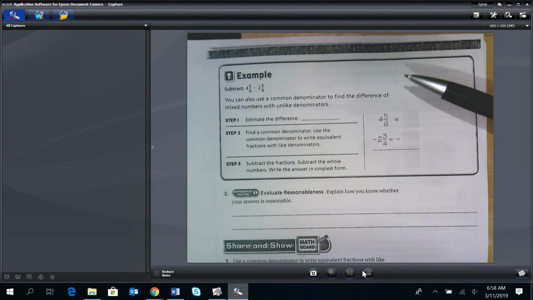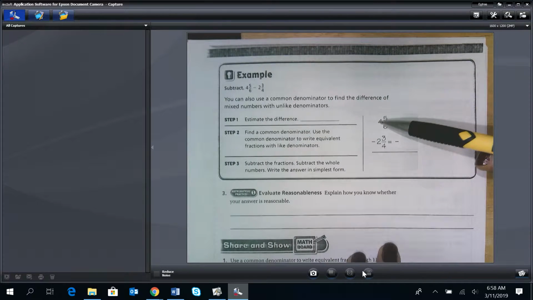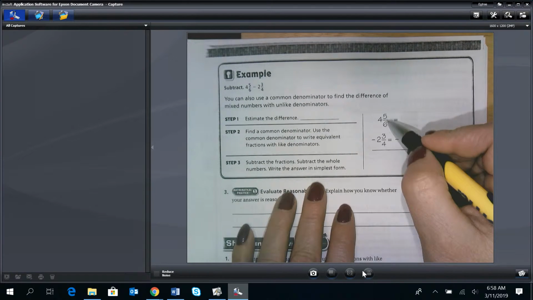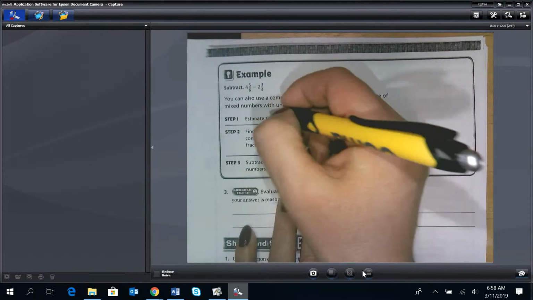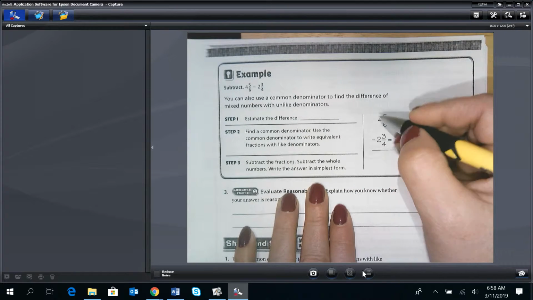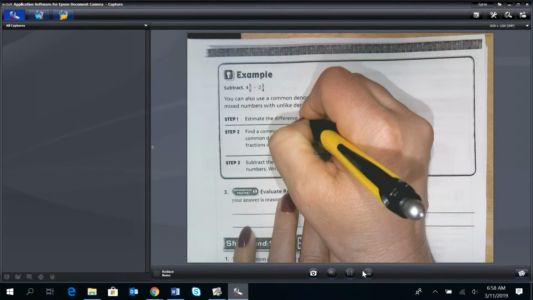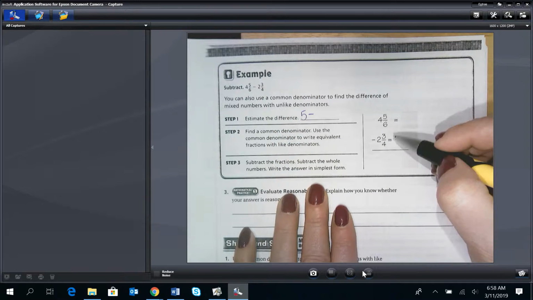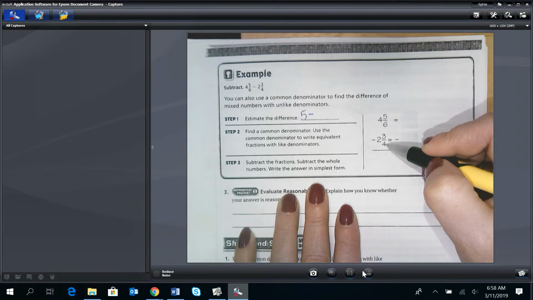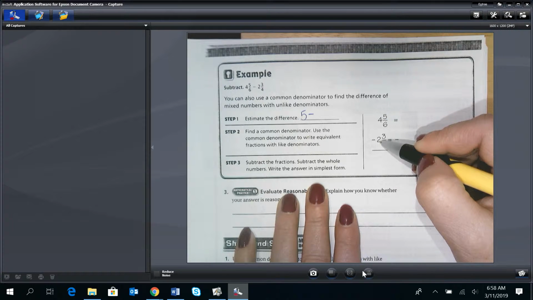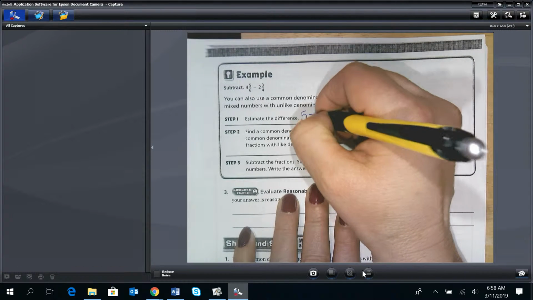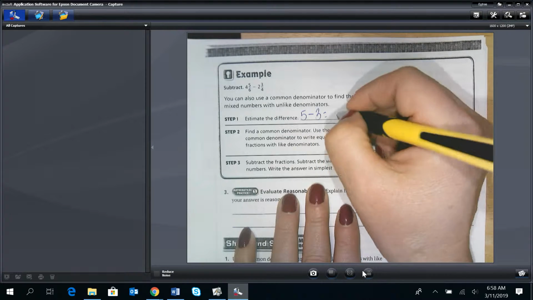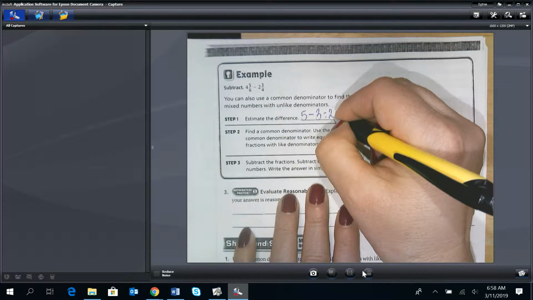Let's estimate here. So I have 4 5/6. So that 5/6 is almost a whole. So 1 plus 4 equals 5, minus 2 3/4. That 3/4 is almost a whole. So 1 plus 2 is 3. If I subtract 3 from 5, I get 2.